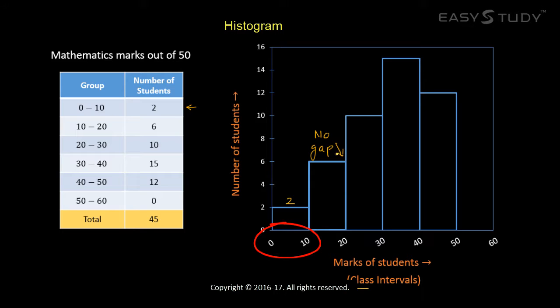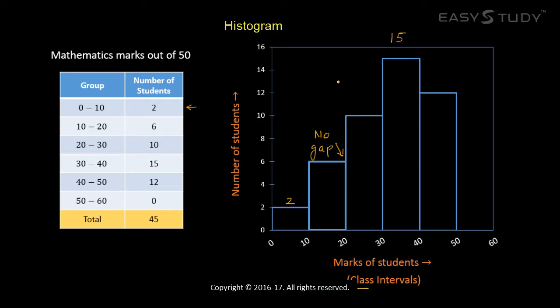Here, 0 and 10 shows 0 to 10 class interval, 10 and 20 shows 10 to 20 class interval, and so on. Since there is no gap between columns, you can see the continuous flow of the data in histogram. If you observe the graph, most students have scored in this class interval.